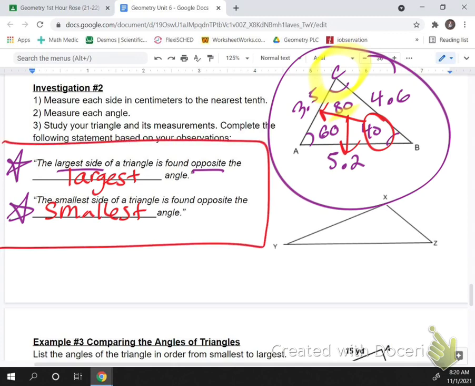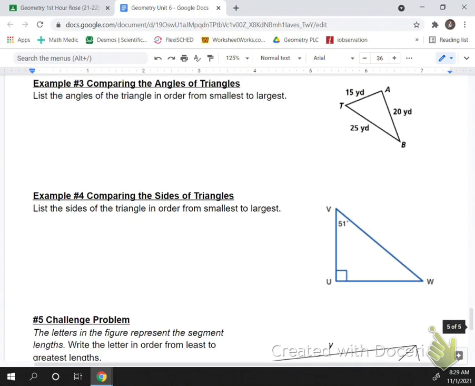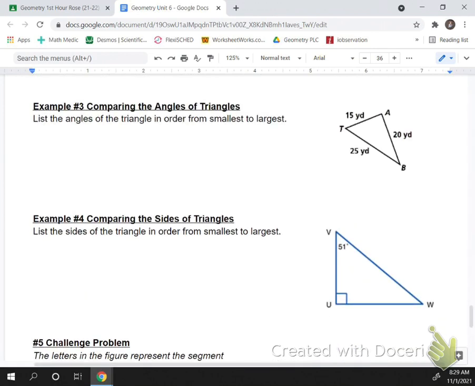More triangle properties that we're going to be using. Any questions? Let's go look at example 3. Okay, we're not looking at the homework. We're looking at example 3. List the angles of the triangle in order from smallest to largest. The angles now. What are we given though?